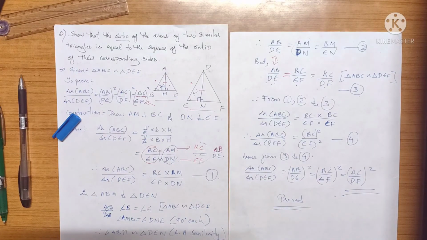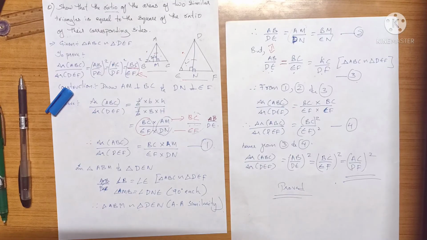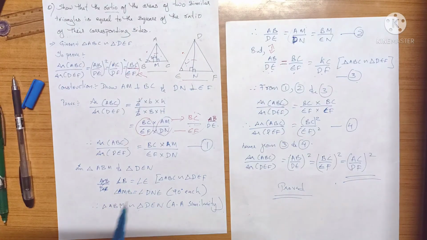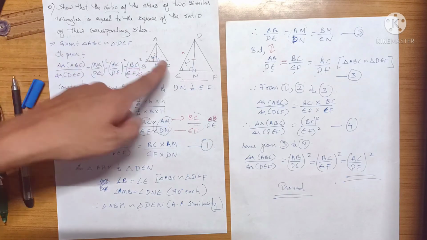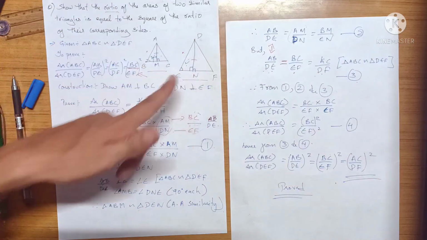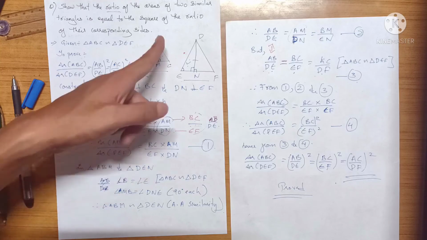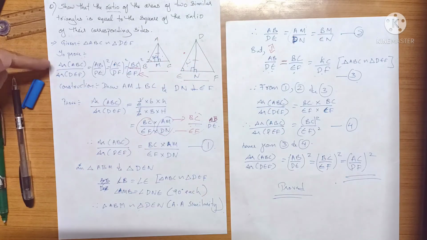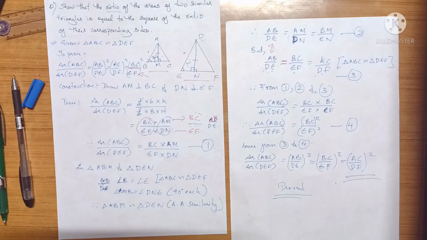So let's take a quick review of what we did here, okay? First we wrote the given, which is that two triangles are similar, these two triangles. Then we wrote what to prove: the area of this triangle by the area of this triangle is equal to the sides ratio squared. Now in the construction we drew the height because we needed the area, since area is half base into height. Then we wrote the base and we wrote the height.